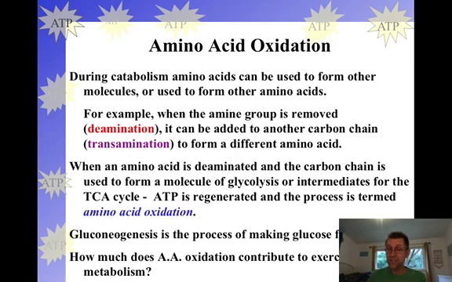The non-essential amino acids, there's 11 of them, our body can make those quite easily. The essential ones, not so much, we have to consume them in our diet. Again, we'll talk all about the food aspect of amino acids a little bit later in the semester.